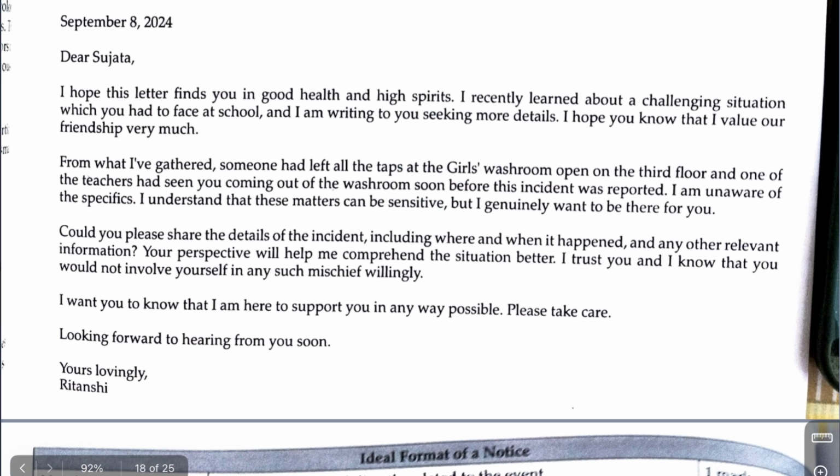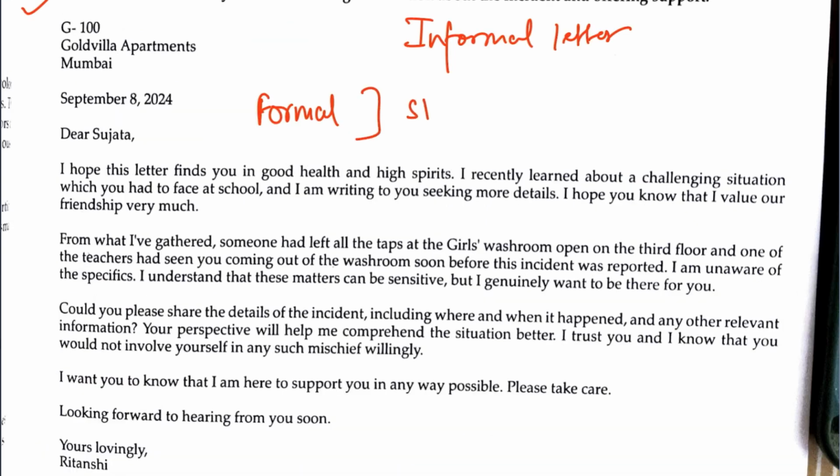All right, so one suggestion that I want to give you is you can go for any letter, but if you find difficulty in writing that informal letter, you can go for a formal one because it has a structure and you very well know how to write it. So formal letters are more scoring in this part.